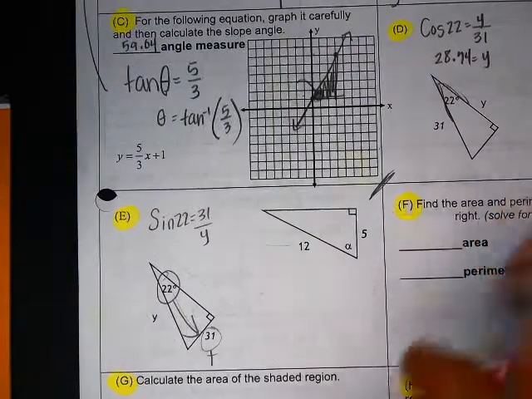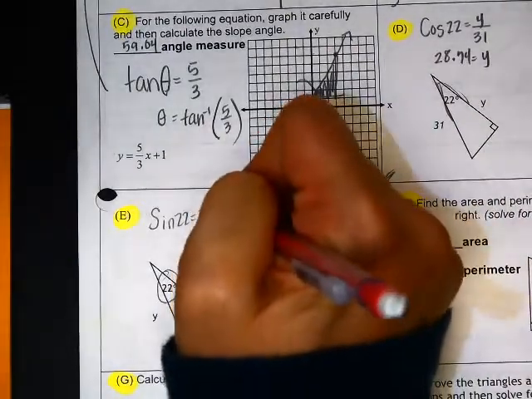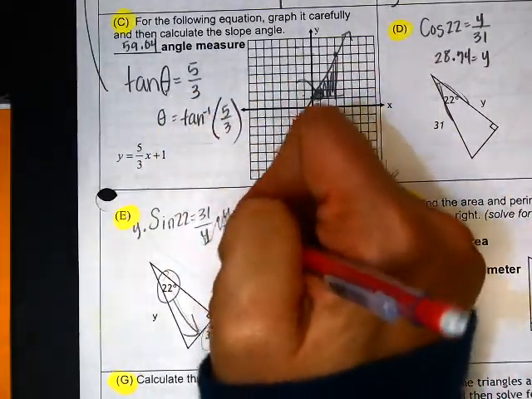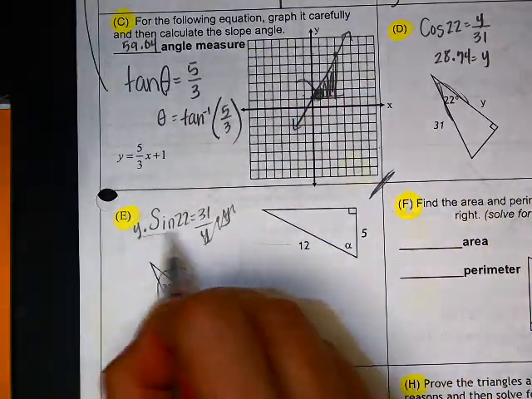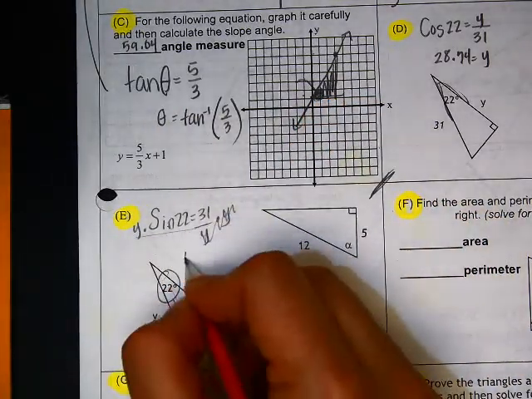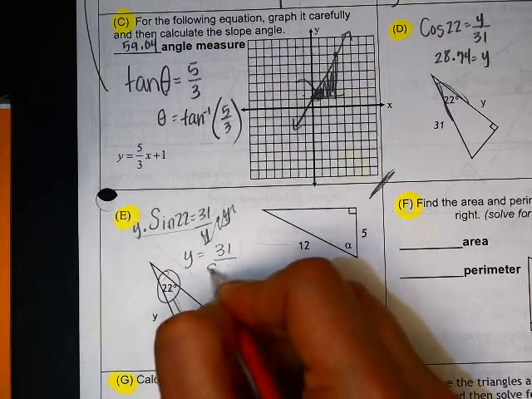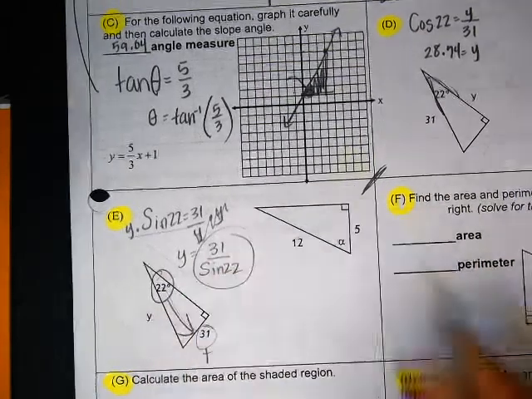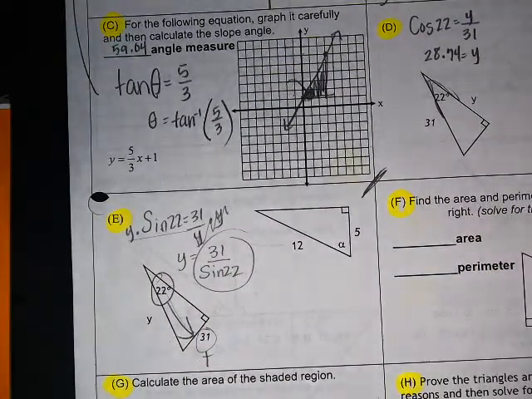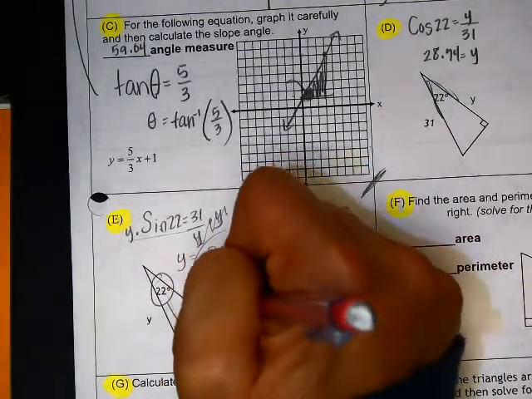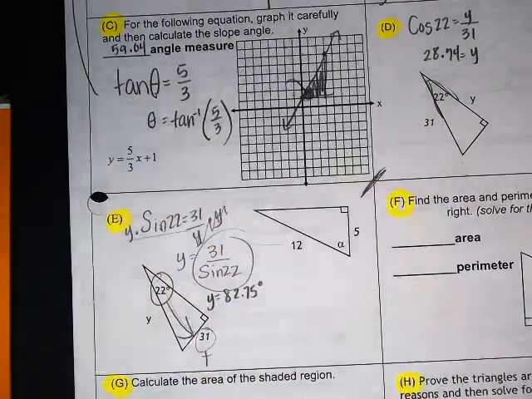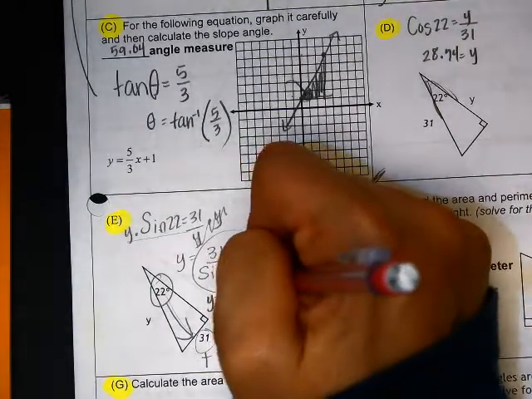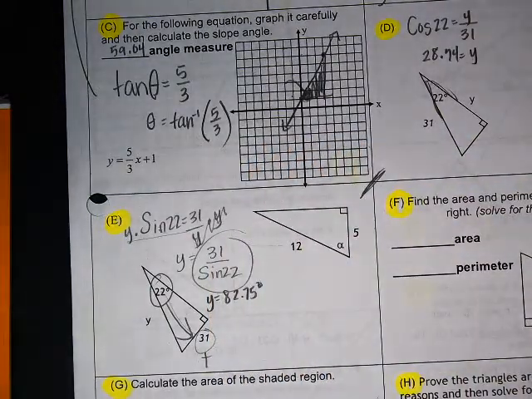Now, in this case here, it's trickier. So you need to multiply both sides by y to get that out of the denominator. And then you need to move this over, which means that we're going to have 31 divided by the sine of 22. That is what you plug into your calculator, and you get 82.75, not degrees, just feet or inches or whatever.